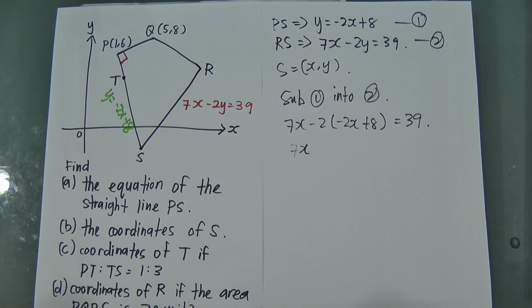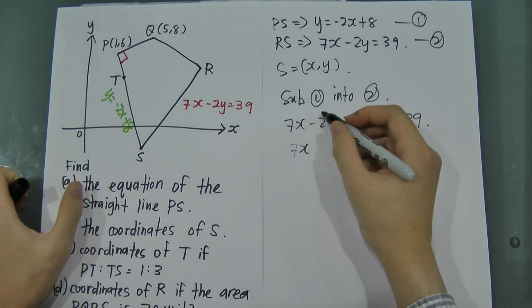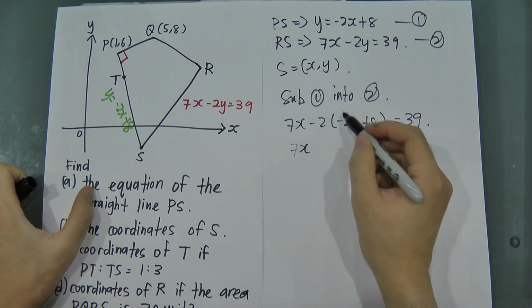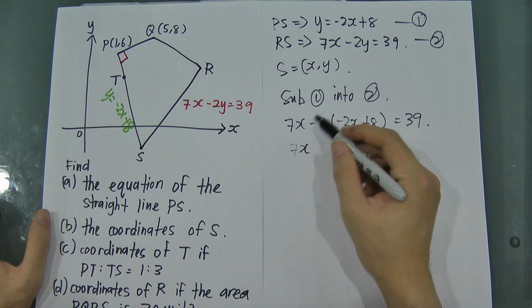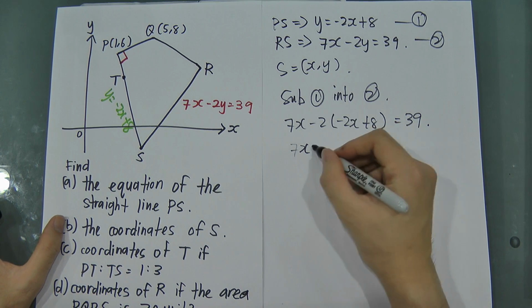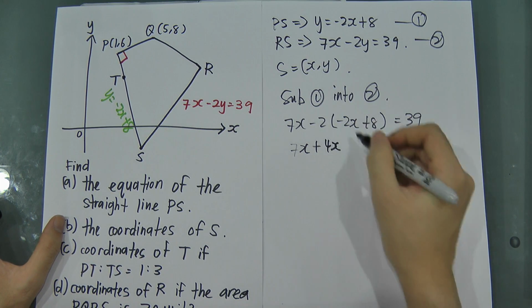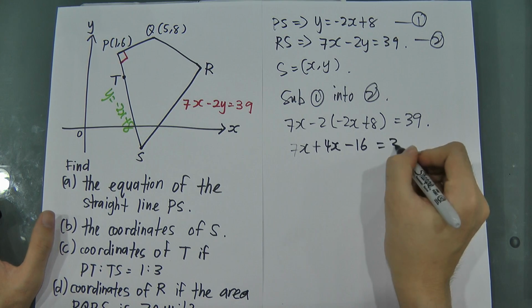Let me change to another marker. Okay, so -2, remember to multiply -2 into both. A lot of students just multiply by 2 and ignore the negative. You cannot do that. You have to multiply -2 into both. So plus 4x will be -16 equals 39.